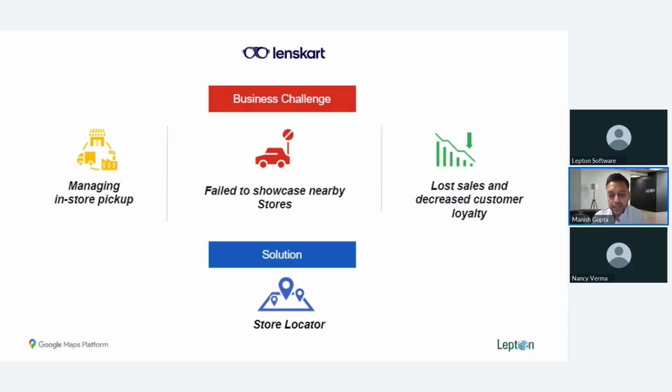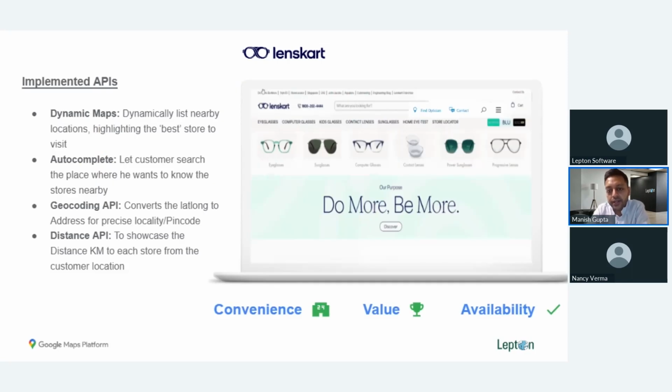If you can see on the small video which is running, on the right hand side they have a dynamic maps API. It's a map API where you can zoom in, zoom out. They have overlaid their own data, which is their store locator data.